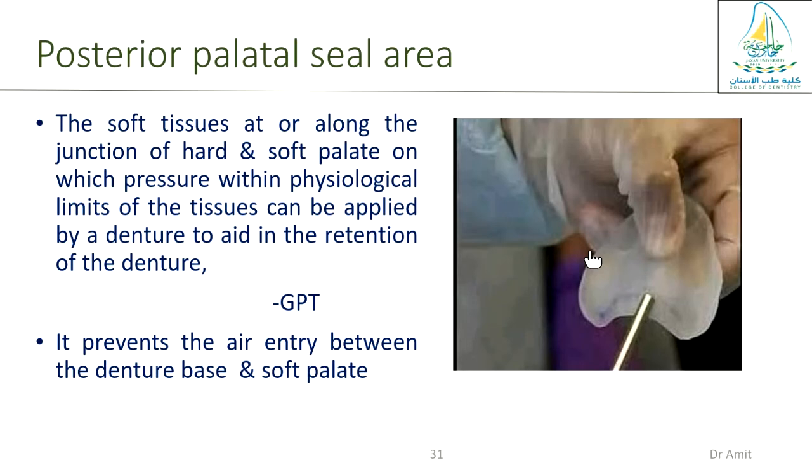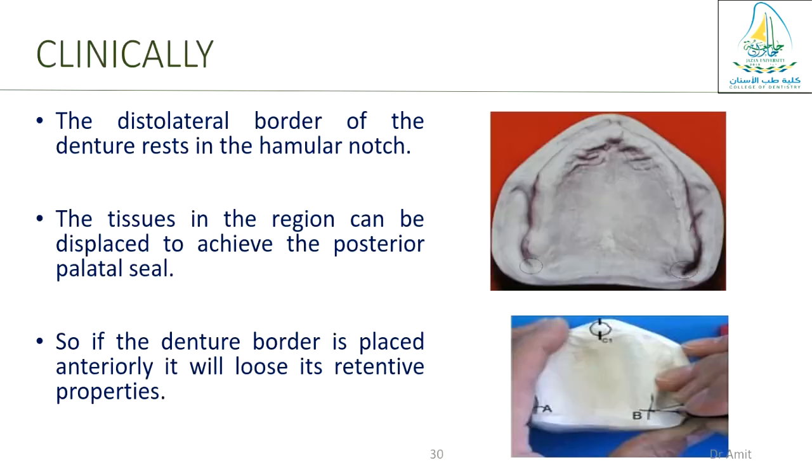Now the posterior palatal seal area is the area which is present in between both the tuberosities. So this complete area is known as the posterior palatal seal area. This is the area of soft tissues along the junction of the hard and soft palate. If we go to the previous slide, we have the hard palate here and the soft palate here. So it is this area which lies at the junction of the hard and the soft palate, where we can apply pressure so that this area can provide retention to the denture.